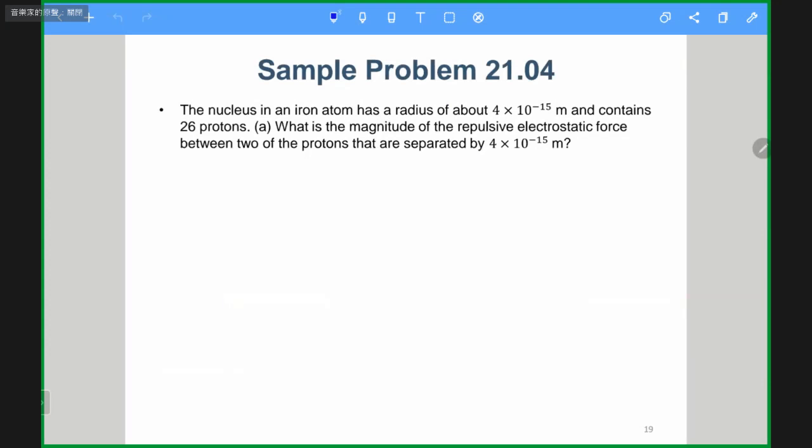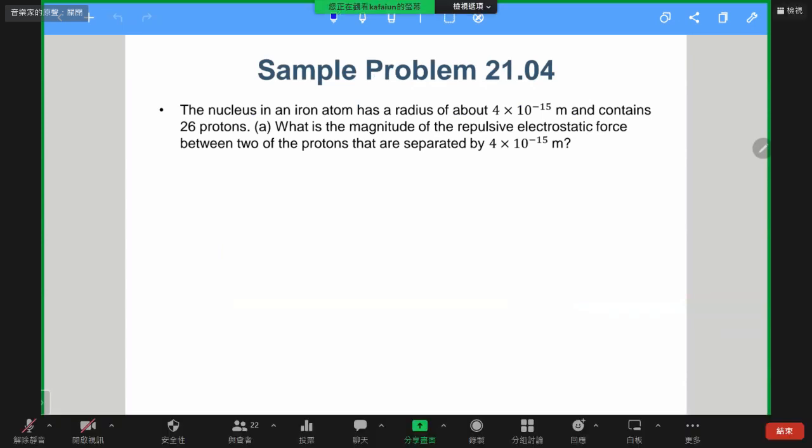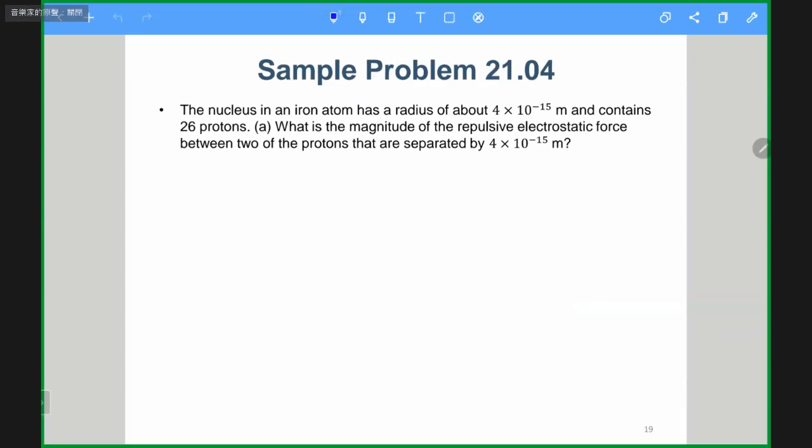Next we will talk about a sample problem. Actually, this sample problem is quite simple. You just need to substitute the values into Coulomb's law. If you realize that, it seems very stupid. But actually, there is some physics story behind it. So let's see what it tells us.